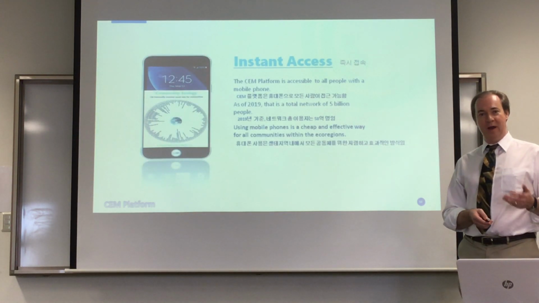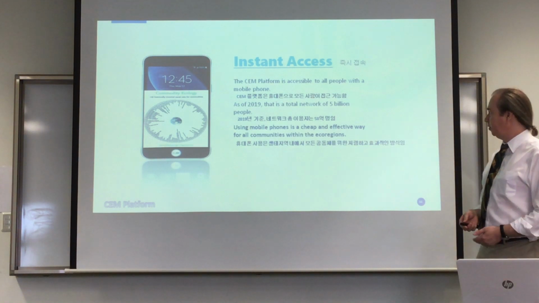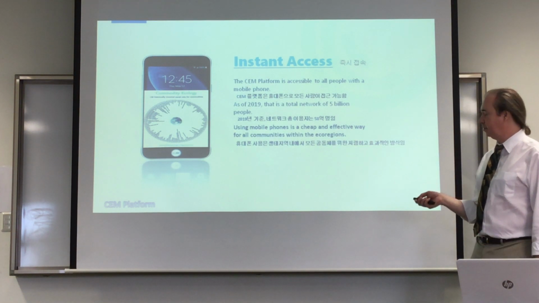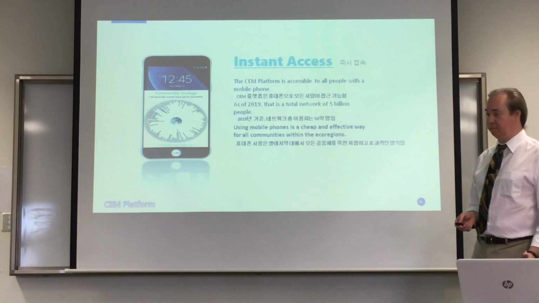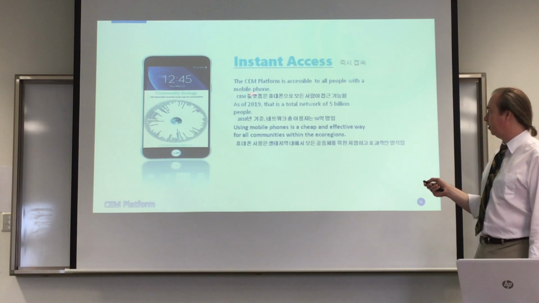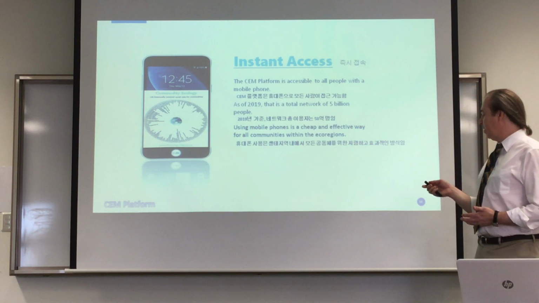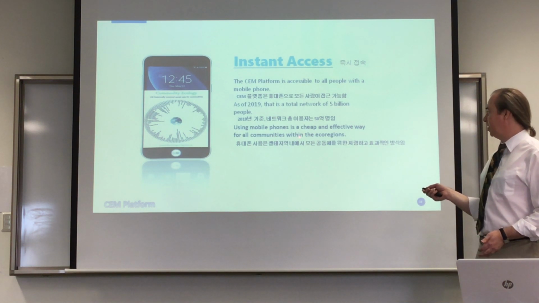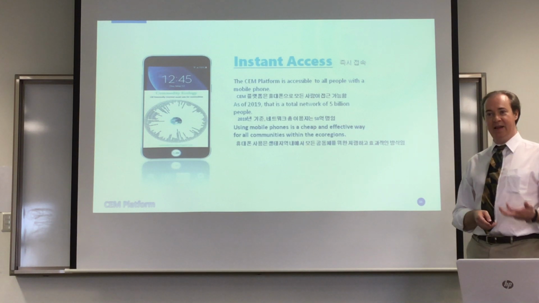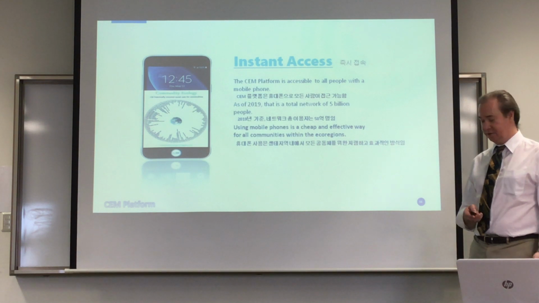Let me talk more now about the three sections of the platform once more. First, with the mobile phone networks themselves, you get instant access. The CEM platform is accessible to all people with a mobile phone. As I said, as of 2019, that's a total network value of over 5 billion people. And using mobile phones is a cheap and effective way for all communities within ecoregions to begin this debate about a sustainable society and arrangement for themselves.